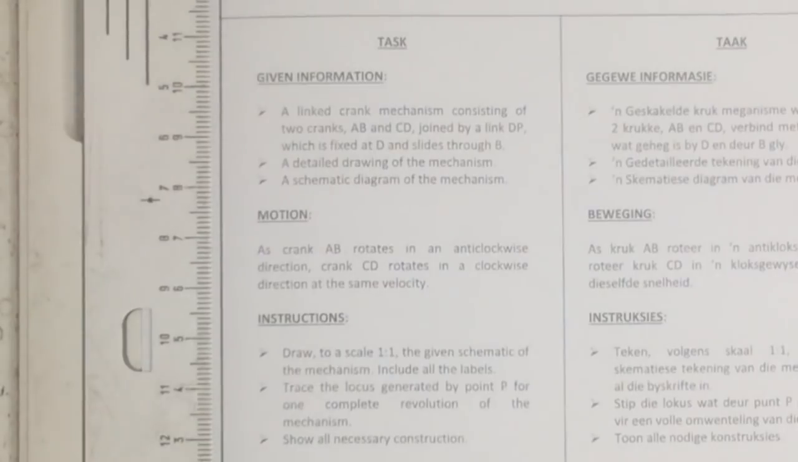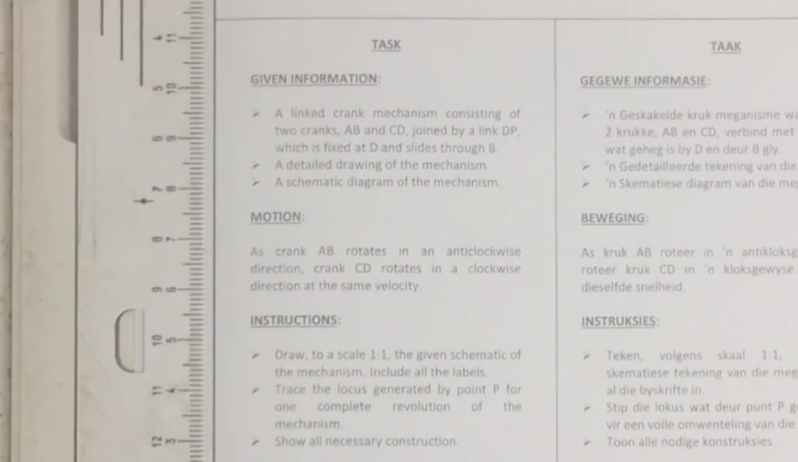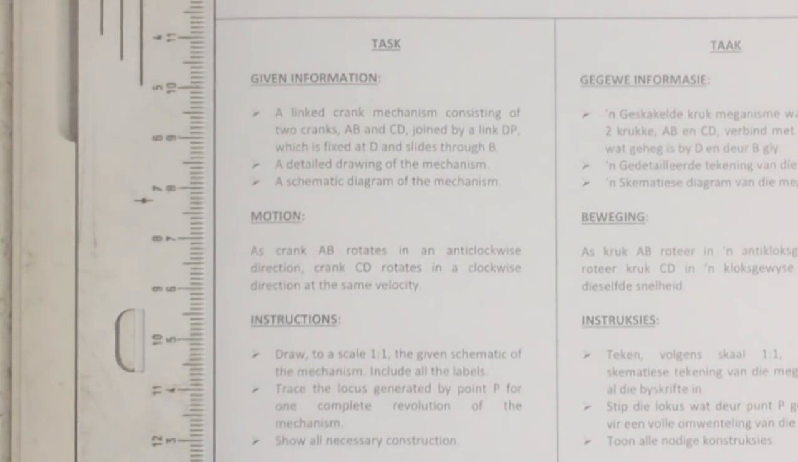Detailed drawing of the mechanism, a schematic diagram of the mechanism. The motion: as the crank AB rotates in an anti-clockwise direction, crank CD rotates in a clockwise direction at the same velocity. The instructions: draw to scale 1:1 the given schematic of the mechanism, include all labels. Trace the loci generated by point P for one complete revolution of the mechanism. Show all necessary constructions. Right, let's have a look what we need to do.